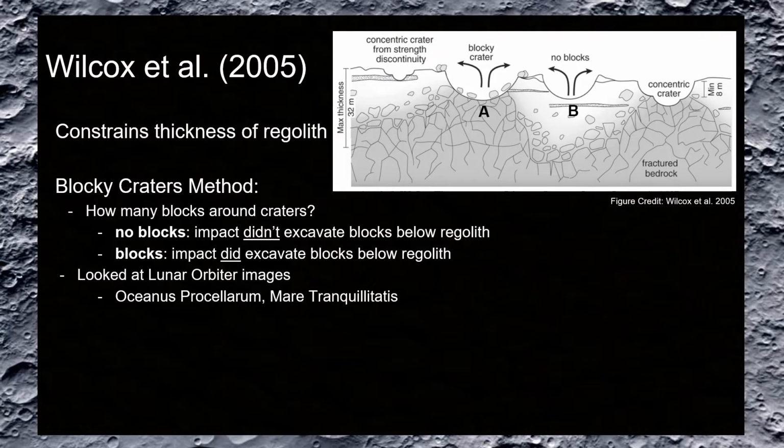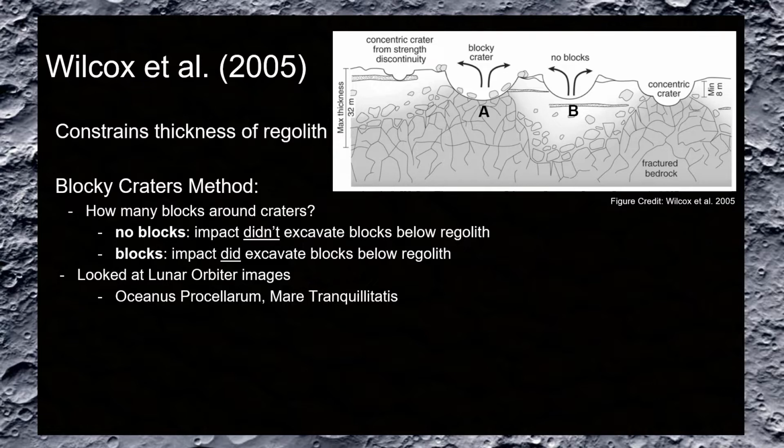So before I get into my research, I'm going to talk about a study by Wilcox et al. 2005. This study worked on constraining the thickness of the regolith layer of the Mare regions of the moon. They used multiple methods to do this, but the method I'm going to be focusing on is the blocky craters method. The way that this method works is it looks at how many blocks there are around fresh-looking craters, and if there are no rocks, like in case B here in the figure, the impact did not excavate blocks from below the regolith. However, if, like in case A in the figure, there are blocks present around the fresh crater, then the impact did excavate blocks from below the regolith.